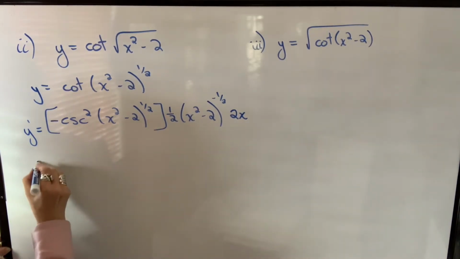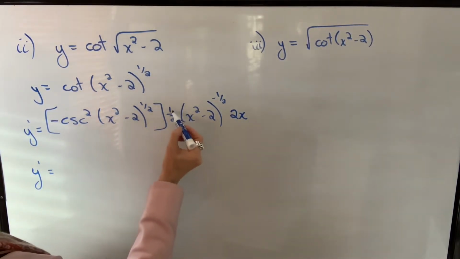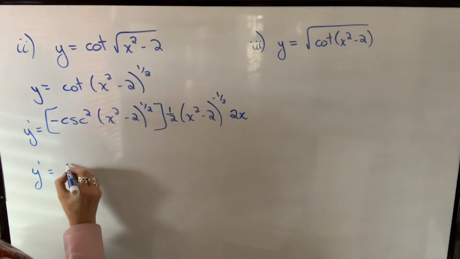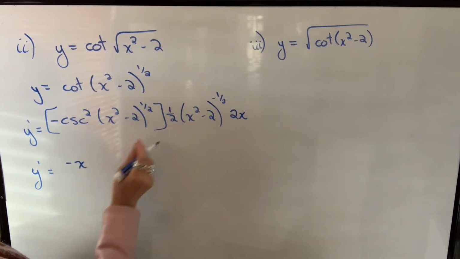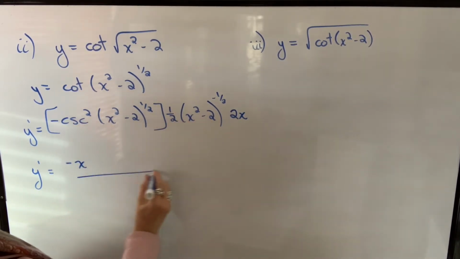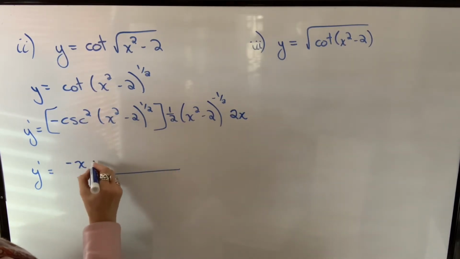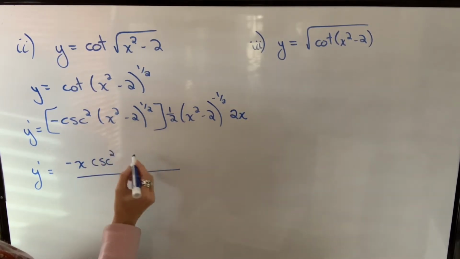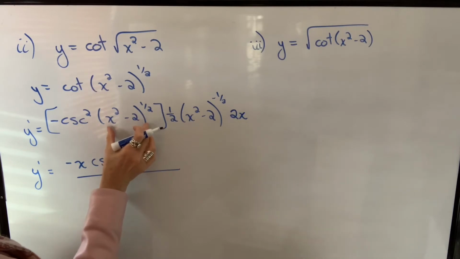Then when we clean it up, we can combine 1/2, 2x, and that negative sign to give me negative x. This has a negative exponent, so I'm going to put it in the denominator. And this I'm just going to write as cosecant squared. You can leave it to the power of 1/2.